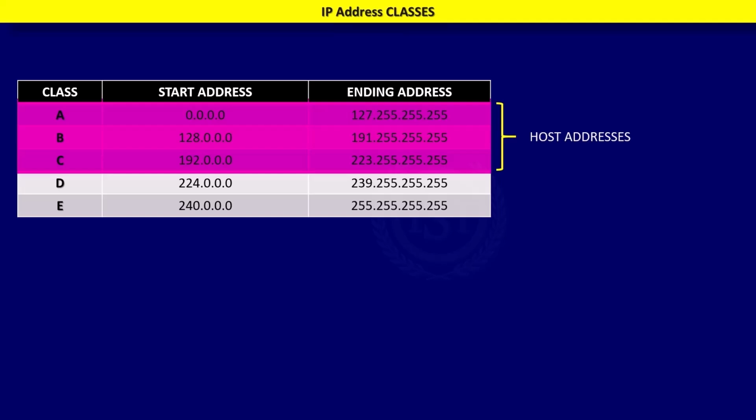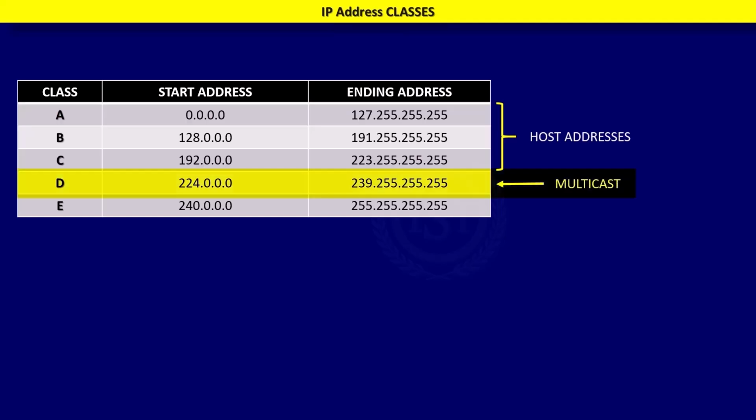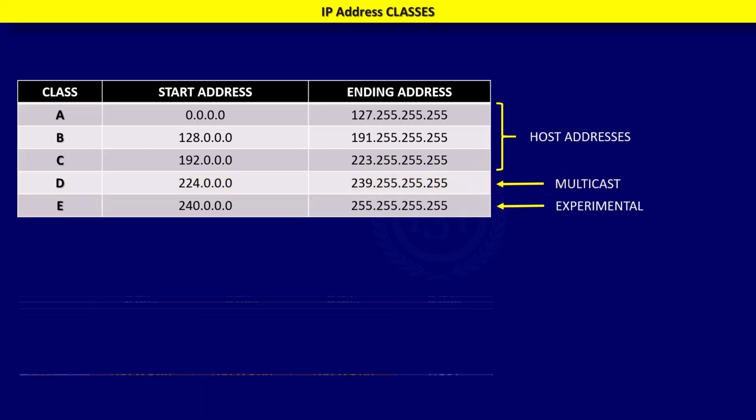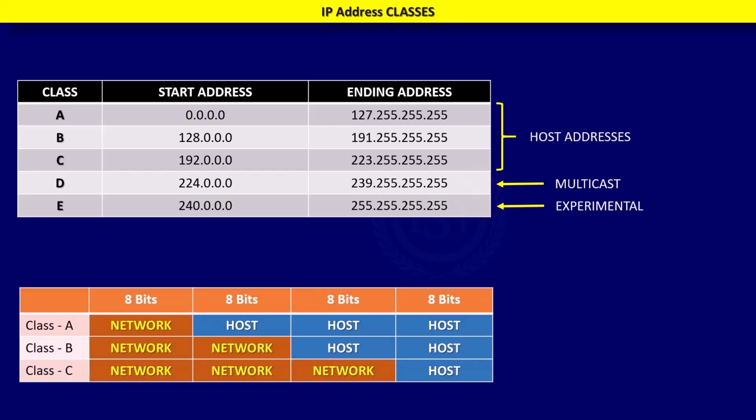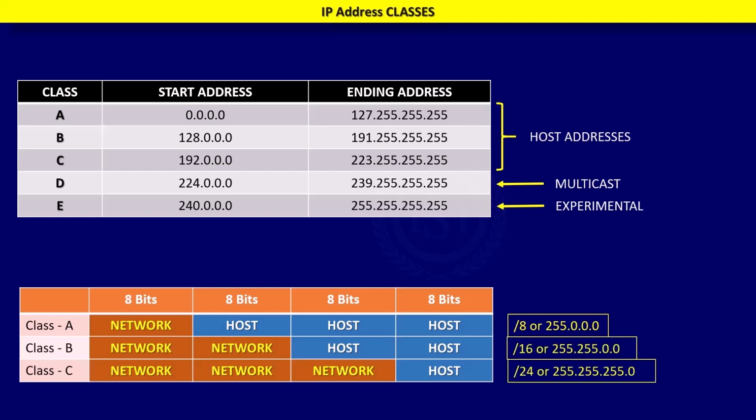The first 3 classes, that is from starting IP address 0.0.0.0 to 223.255.255.255, are host addresses. It means that these IP addresses can be assigned to any device on an IP network. Class D is used for multicasting purpose, and Class E is used on experimental basis, sometimes for military use also. If you see the bottom chart, the network portion of a Class A IP address is 8 bits. The network portion of Class B IP addresses is 16 bits. The network portion of Class C IP addresses is 24 bits, as you can see on the right side over here.